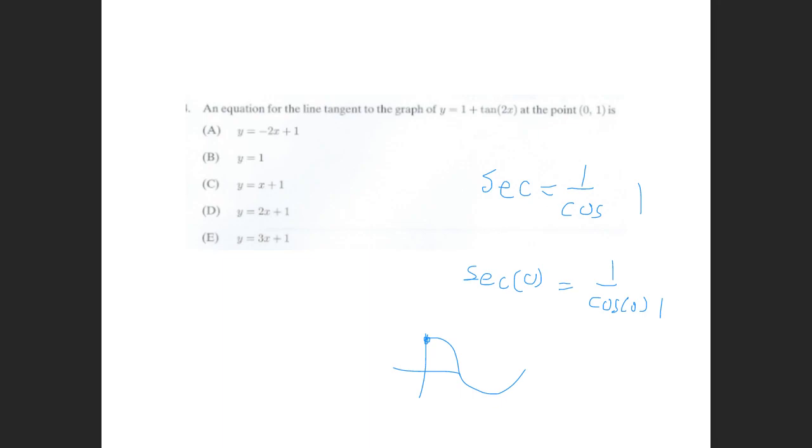Okay, now secant is the same thing as 1 over cosine. So what I did is I said, okay, secant of 0 is equal to 1 over cosine of 0. Well, I know what the cosine graph looks like. It starts up here, goes down, comes back up. Cosine of 0 is 1. So secant of 0 is 1 over 1, which is 1. Letter D. That's exactly what I came up with.